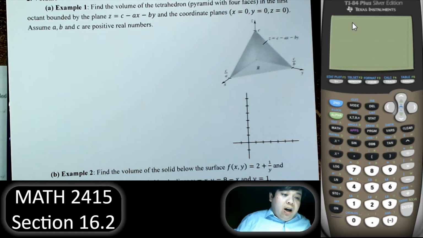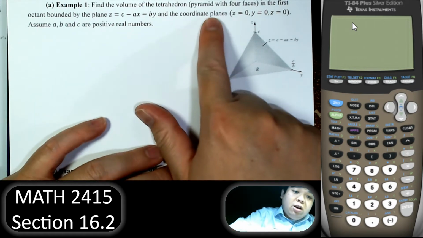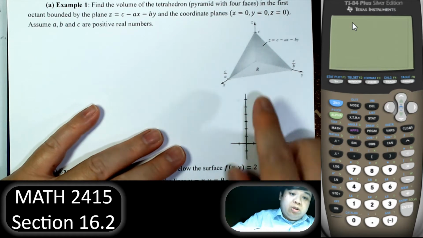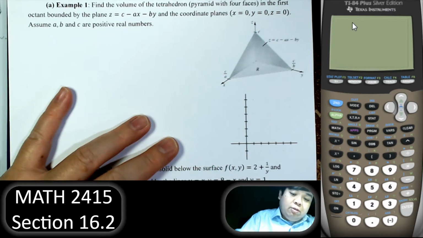Find the volume of the tetrahedron, which is the pyramid right here, in the first octant. Our first octant will be bounded by the coordinate planes x equal to 0, y equal to 0, and z equal to 0. So we have that. And assume a, b, c are positive.